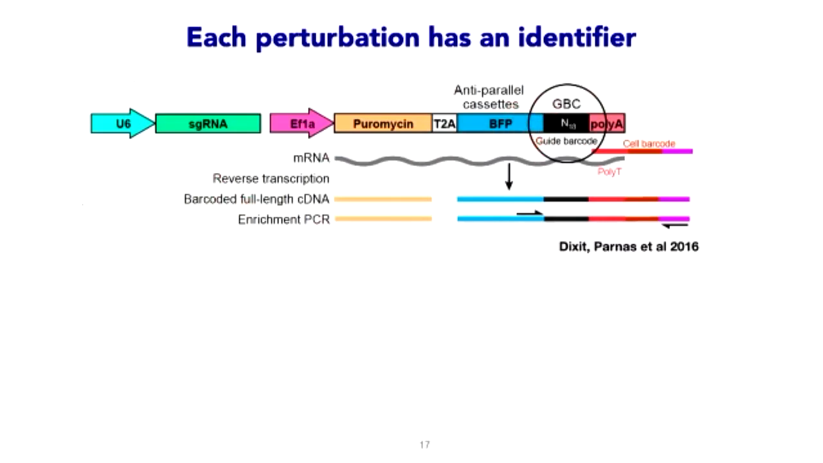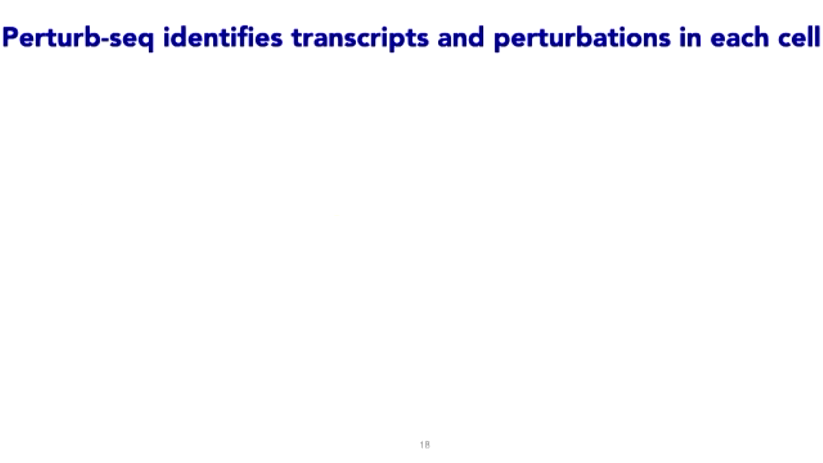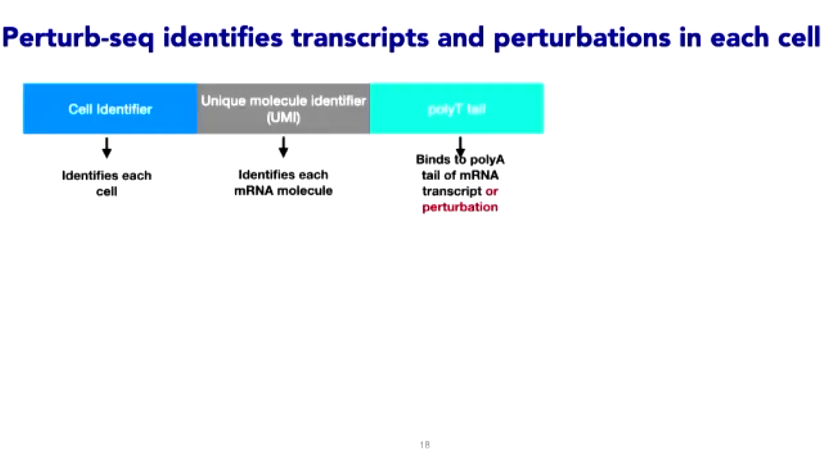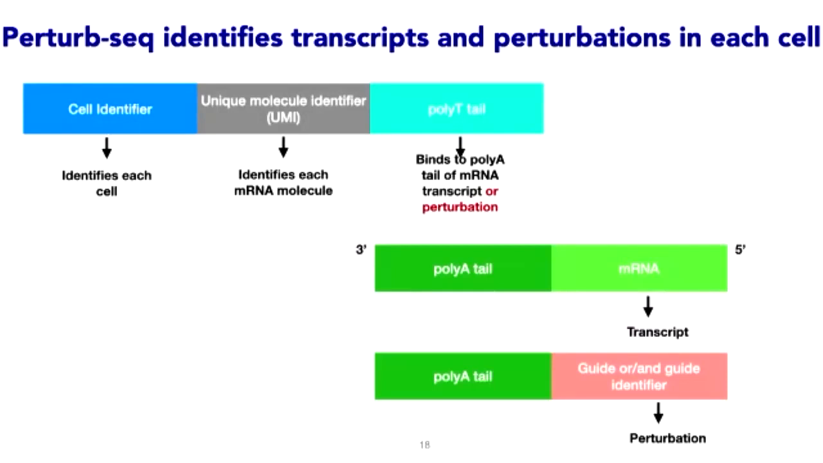In other words, to simplify it, we can think of another oligonucleotide construct, which has a sequence for either the guide, or there could be a guide identifier and another poly A tail. So with this in context, this poly A tail can now bind to the poly T tail of the droplet oligonucleotide construct. So to bring them all together, Perturb-seq identifies both transcripts and perturbations in each cell. So we have the cell identifier construct inside a droplet, but now the poly T tail can either bind to an mRNA transcript, or it can bind to a perturbation construct, which has a guide barcode.